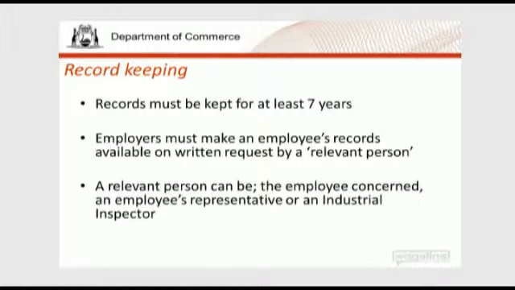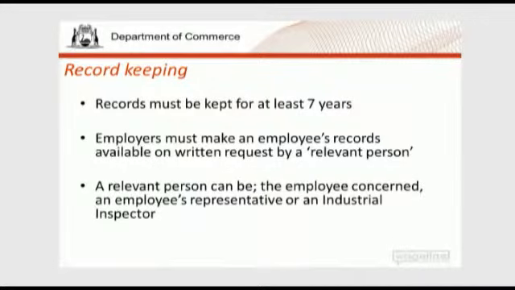An employer must make an employee's records available on written request by a relevant person. So what that means is that if a relevant person makes a request to see someone's employment records, an employer is legally obligated to provide them. So what is a relevant person? Well, that can be the employee themselves, so the employee can request their records. It can also be an employee's representative, whether that's someone from a union or an industrial advocate or a lawyer, or an industrial inspector. Now, an industrial inspector is the investigators from our department.